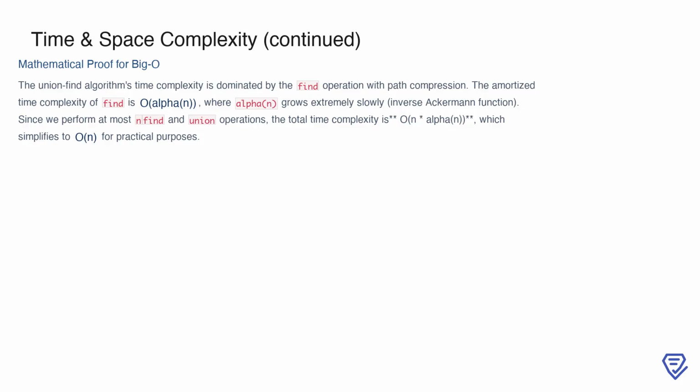The time complexity of the union find algorithm is primarily driven by the find operation with path compression. The amortized time complexity of find is O(α(n)), where α(n) is the inverse Ackermann function, which grows extremely slowly. Since the algorithm performs at most n find and union operations, the total time complexity is O(n * α(n)). For all practical purposes, this simplifies to O(n), as α(n) is nearly constant for any reasonable input size. This mathematical property ensures the efficiency and scalability of the solution when handling large numbers of equations.